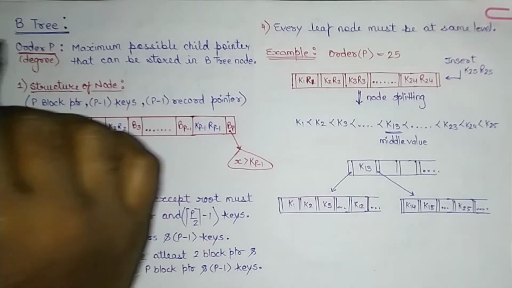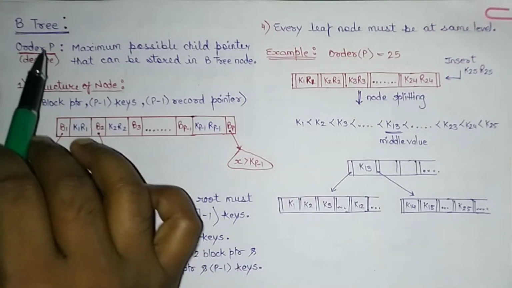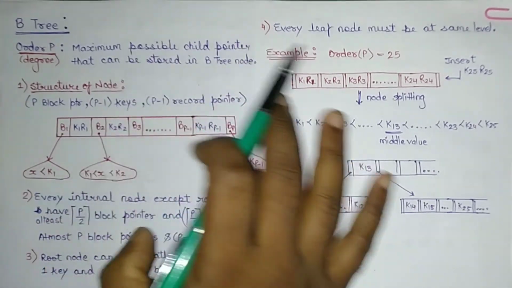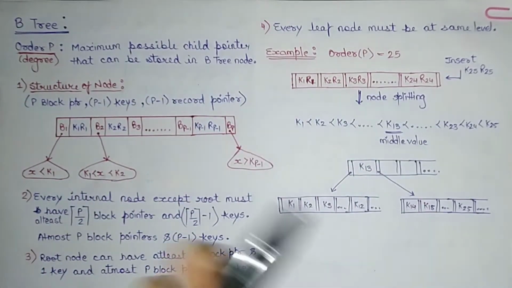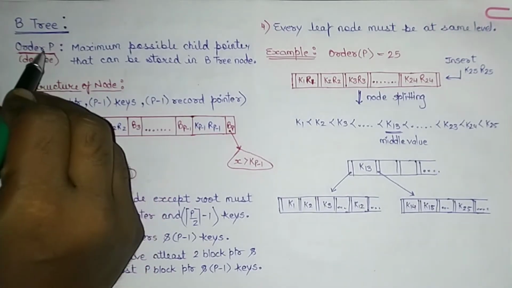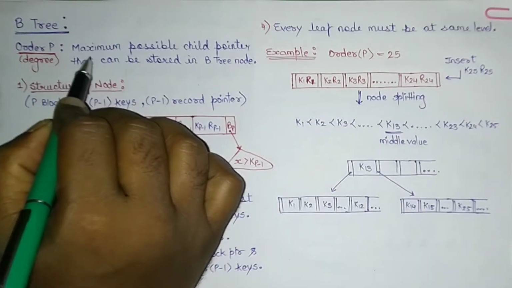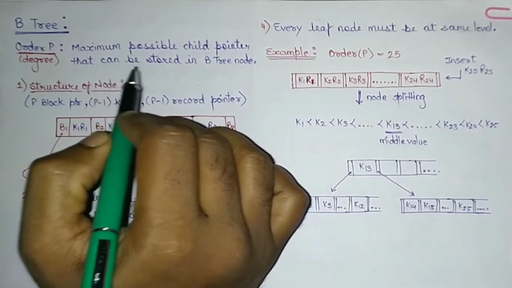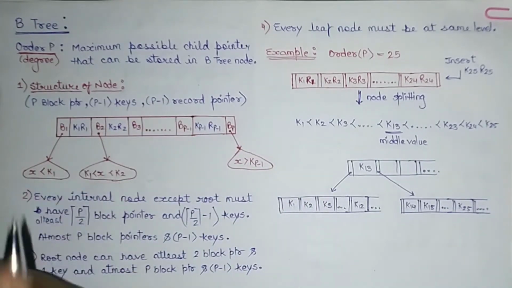So let's start with the B tree. To understand the definition of B tree, you have to understand all these properties. All these properties combinedly work together to define the B tree. So I'm starting with the order first. Order P. P is nothing but the maximum value of a child pointer, that is the maximum possible value of a child pointer that can be stored in a B tree.